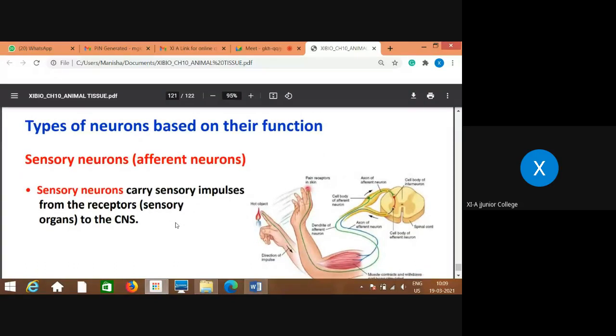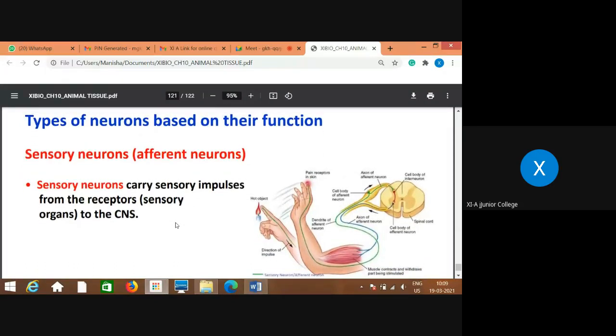Depending on their function, they are again of different types. First is sensory, as the word itself suggests, related to the sense organs. These sense organs first receive the impulse. So these are also called afferent neurons. Sensory neurons carry sensory impulses from the respective sensory organs to the central nervous system.